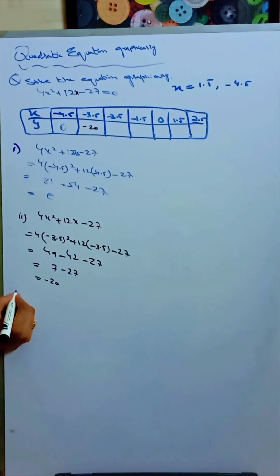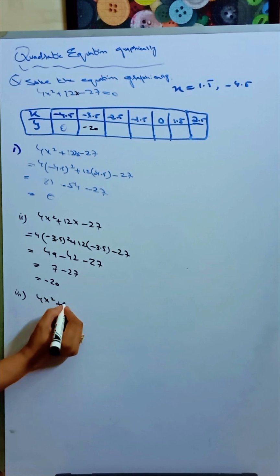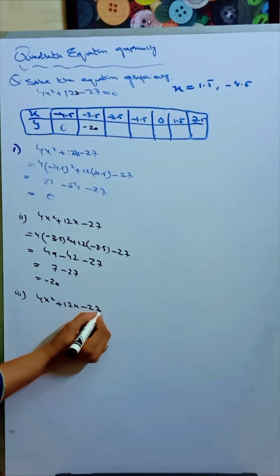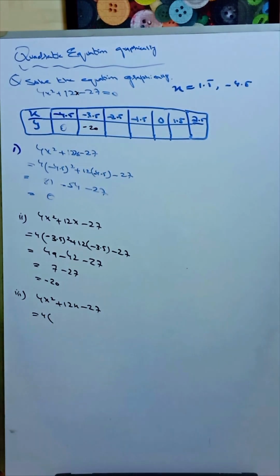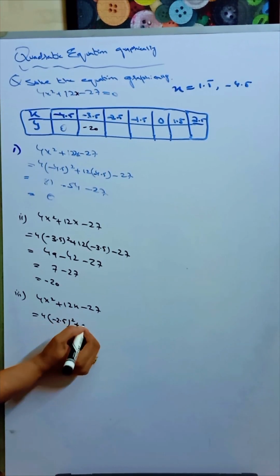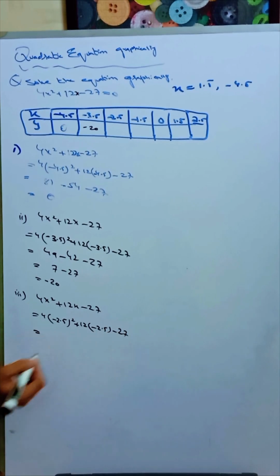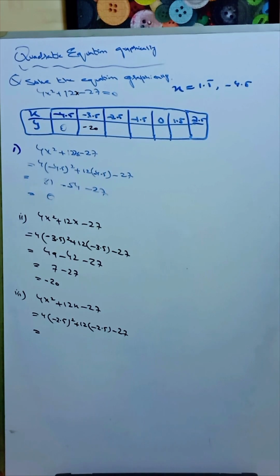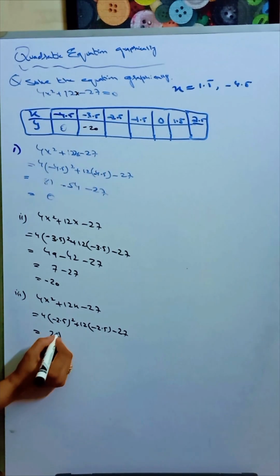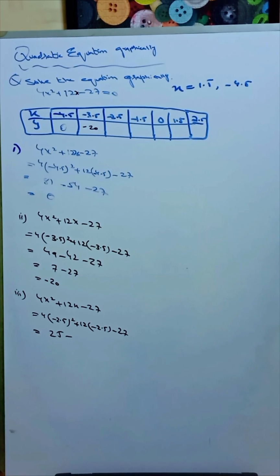Now next, number 3. 4x² plus 12x minus 27. What is the value of x? Minus 2.5. Minus 2.5 whole squared plus 12 times minus 2.5, minus 27. Now multiply it. 2.5 whole squared multiplied by 4, answer is 25. 25 plus minus 25, 12 multiplied by 2.5, answer is minus 30.